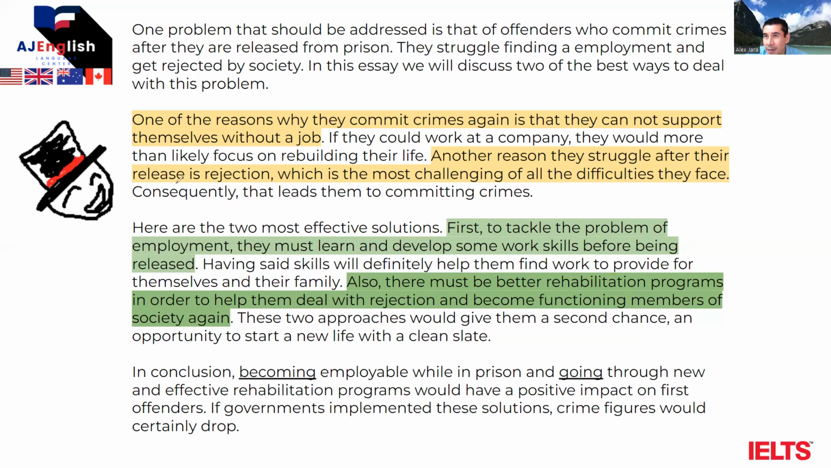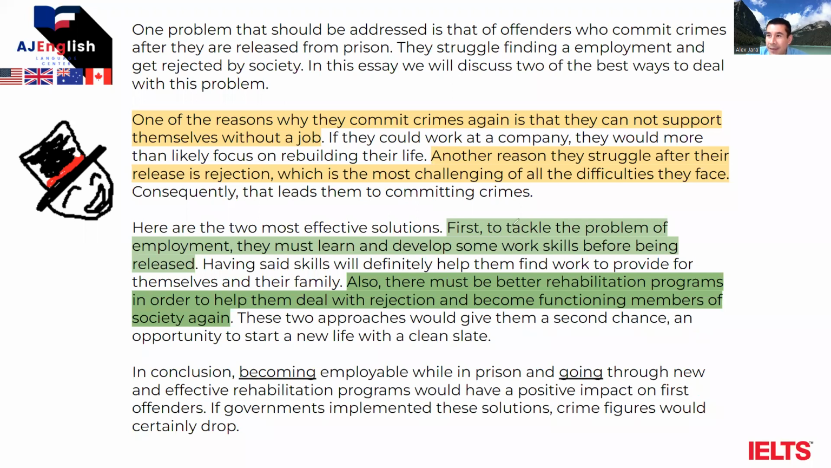This is because they say, it says here that rejection, better rehabilitation programs are to help them deal with rejection, yeah, and become functioning members of society again. You see, they tackle each problem, each reason with a solution, and then they summarize this paragraph and basically kind of refer to all of this by saying these two approaches, ways. So just in case you didn't know, you want to remember, approaches are ways to do something. In this case, ways to solve the problem, or we may call them solutions, right?